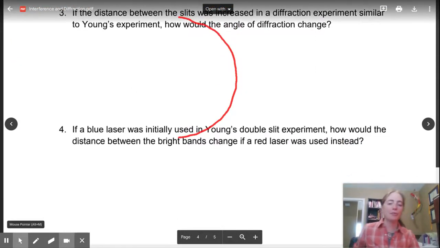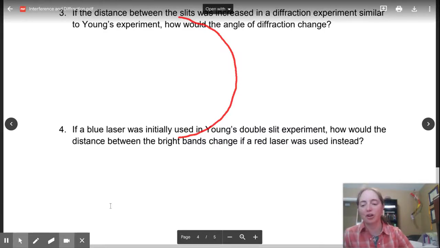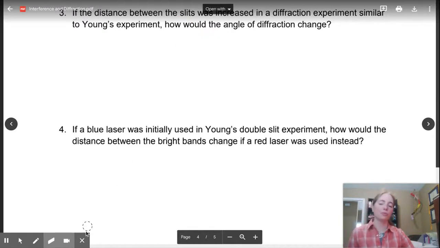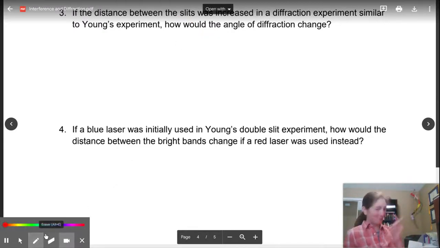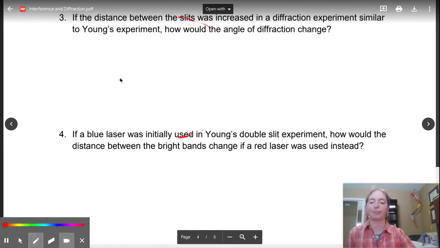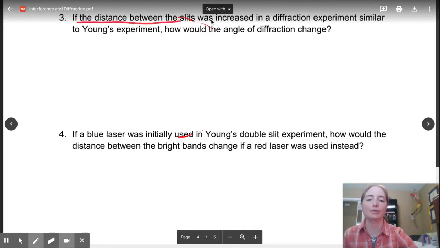Okay, a couple theory questions, and then we're going to call it a day. Now, with these two questions, we're going to use your favorite directly proportionate and inversely proportionate scenarios. Okay, so they're not too painful. All right, so if the distance between the slits is increased and the diffraction experiment is similar to Young's experiment, how would the angle of diffraction change?